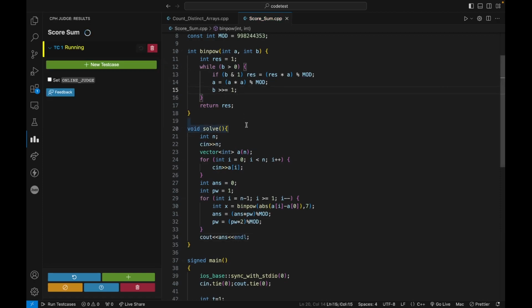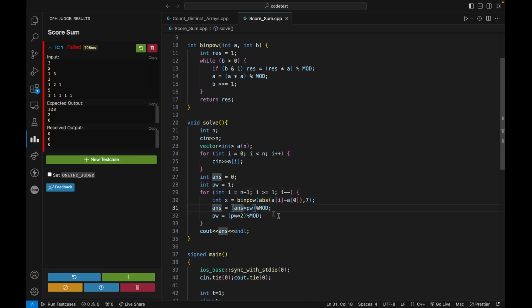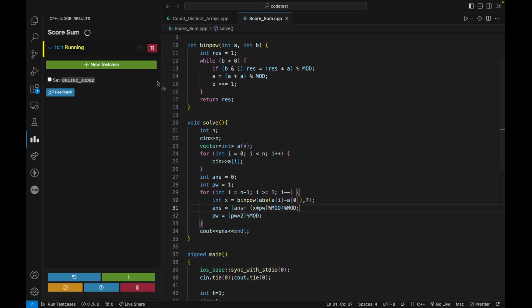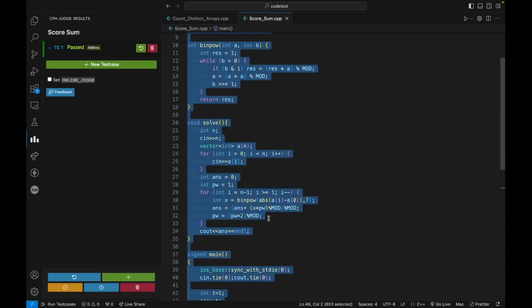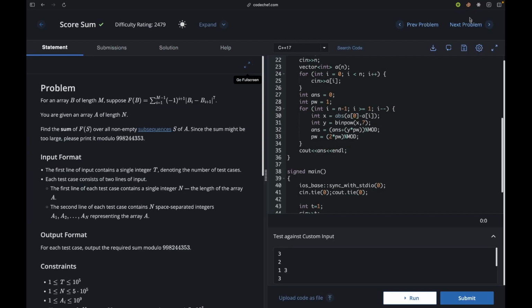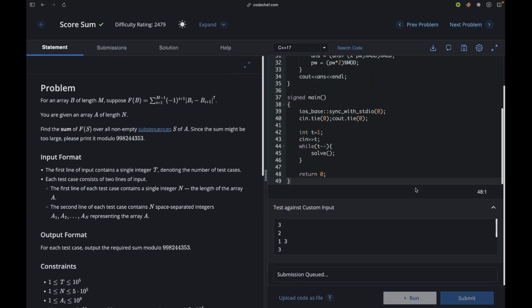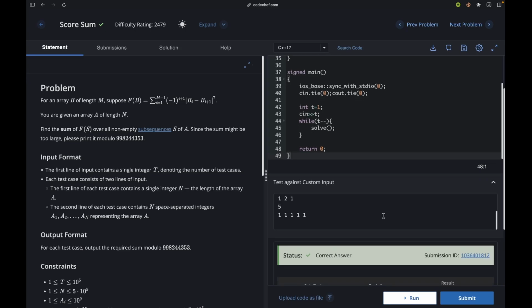Let's see. Oh, I made a typo here. Let's say answer equals answer plus this whole thing mod, and I think now this should work. Yeah, let's submit it and see. And that gave us a correct answer.